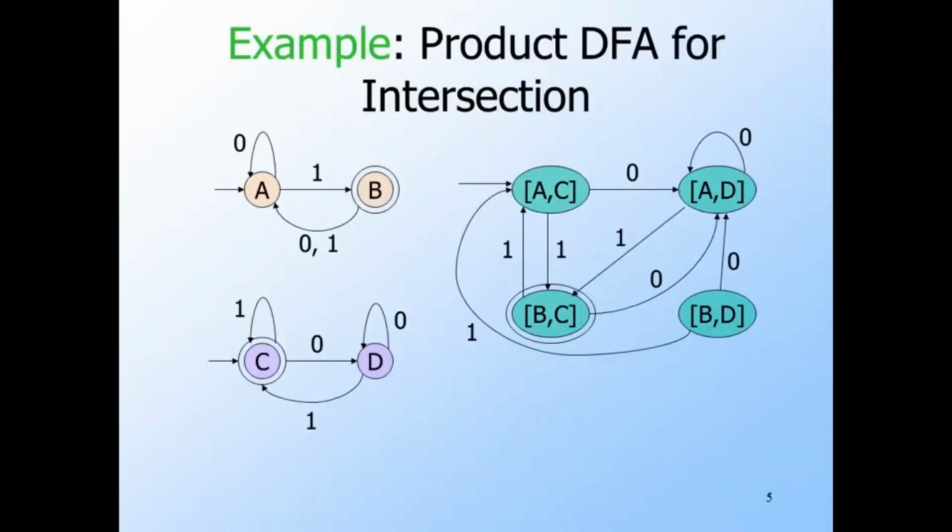Here's an example based on the same product automaton we used last time. The only final state in the product is BC. That's this, of course, because B and C are the only final states of their automata. B and C are there.